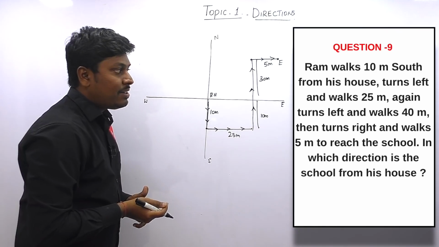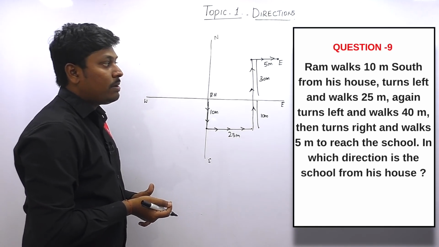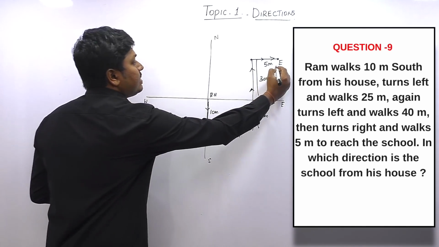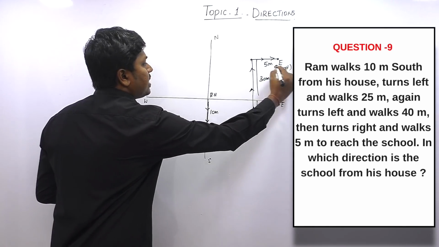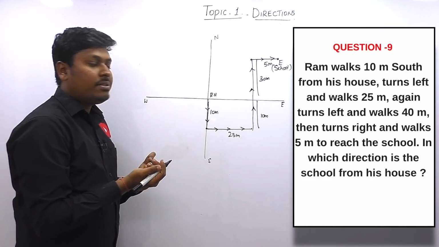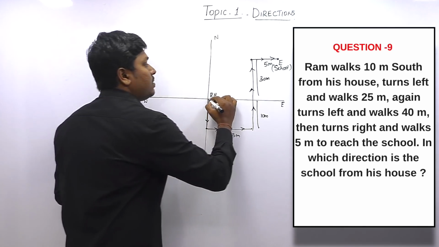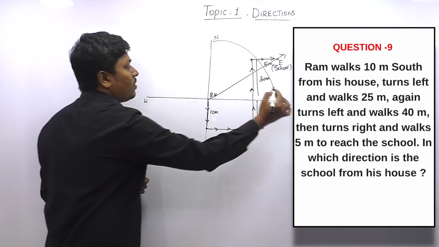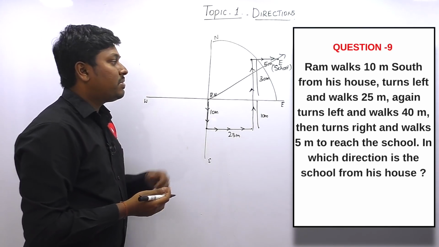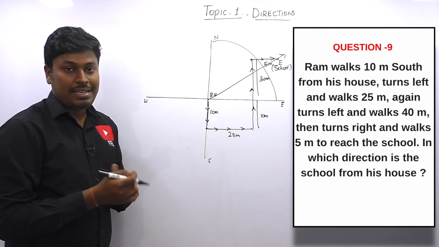And what is the question? In which direction is the school from his house? So what they are saying, he is ending at school and he is starting from his house. So our target is to find in which direction the school is from his house. So from his house, the school is in the direction of northeast. So the answer for question number 9 is northeast.